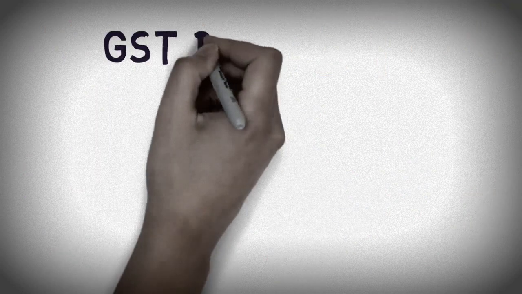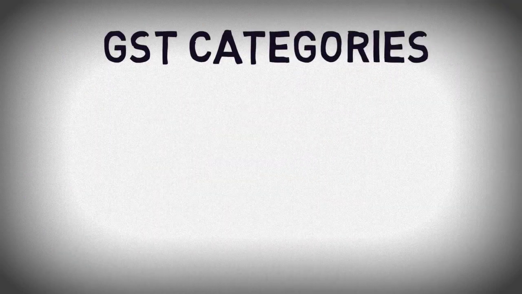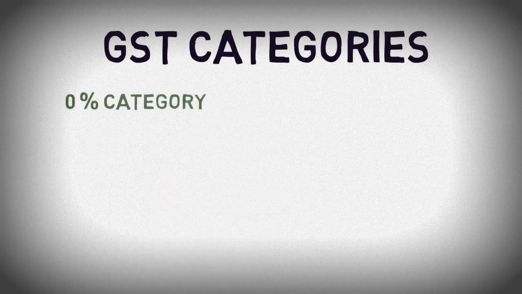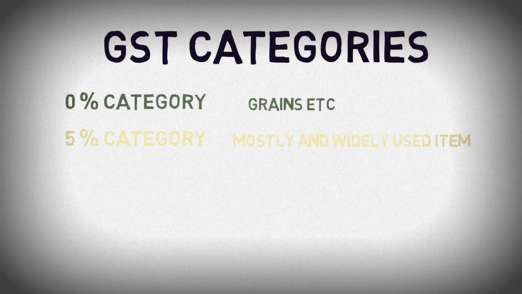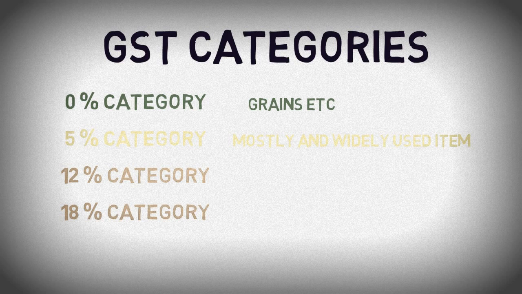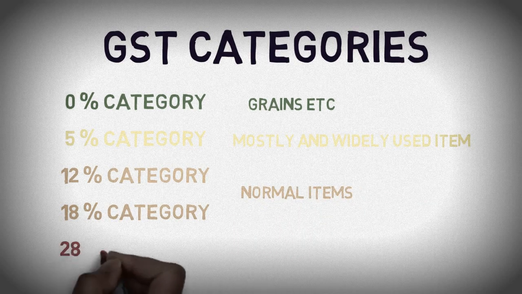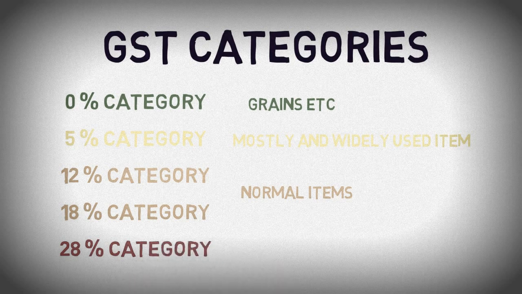We will also have 5 categories in GST in India. A 0% category, which will apply on food grains etc. A 5% category, which will apply on mostly and widely used items. A 12 and 18% category, which will apply on the items which are normally used. And a 28% category, which will apply on luxurious items.